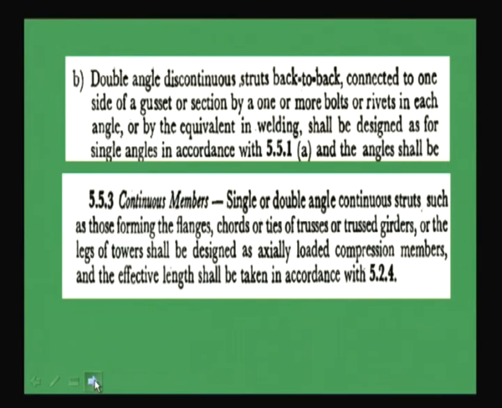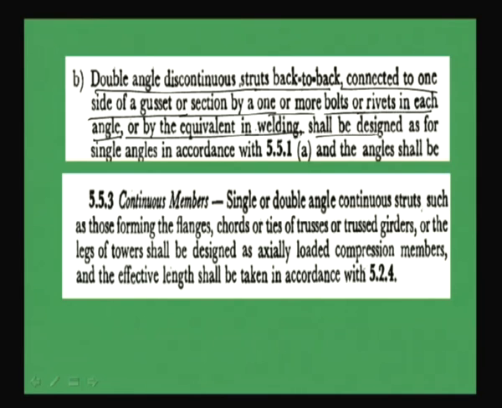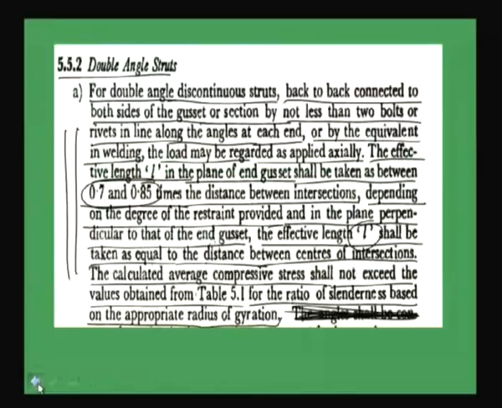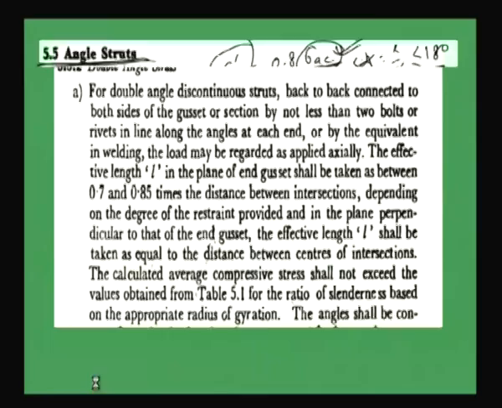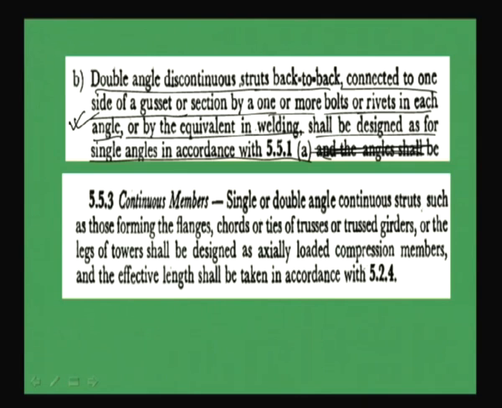Another thing is that double angle discontinuous struts back to back connected to one side of a gusset or section by one or more bolts or rivets in each angle, or by the equivalent in welding, shall be designed as for single angles in accordance with clause 5.5.1a, right? So, as per the clause 5.5.1a, we have to design, means accordingly we will consider the effective length and the allowable permissible stress.